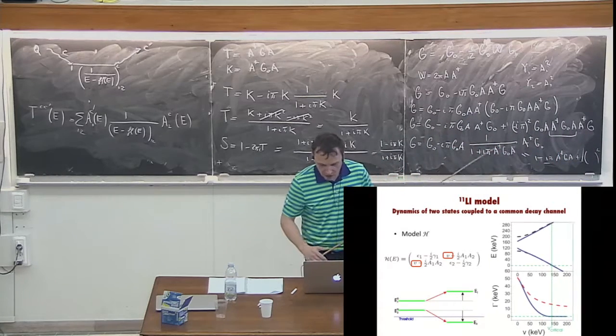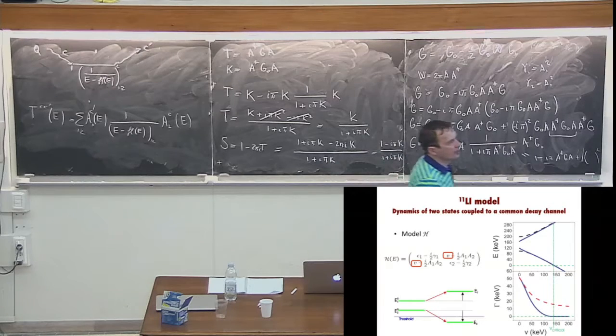Okay, so let's see what happens. So this is this picture as a function of V. What happens? There are two states, there are energies, and then there are their widths. So here they repel each other as I increase V. And in the lower plot, you see the widths. So whenever I reach critical, this blue second state becomes bound. But the other state is still unbound.